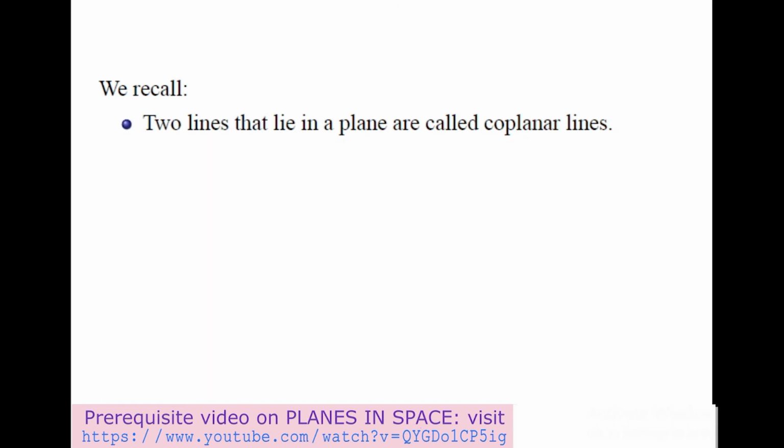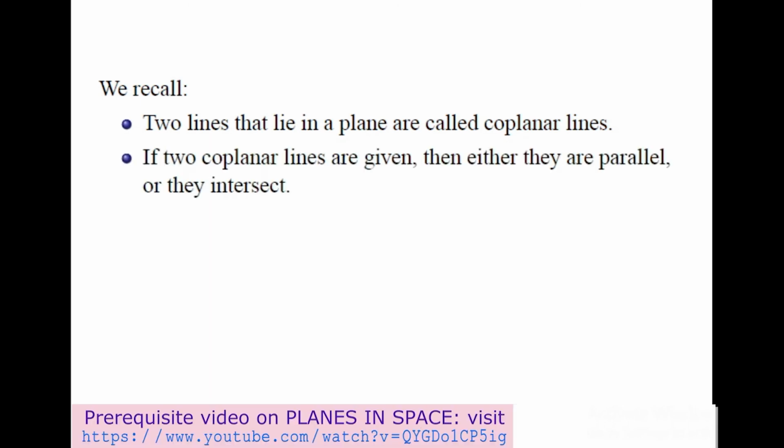We recall that two lines that lie in a plane are called coplanar lines. If two coplanar lines are given, then either they are parallel or they intersect. Parallel lines never intersect.